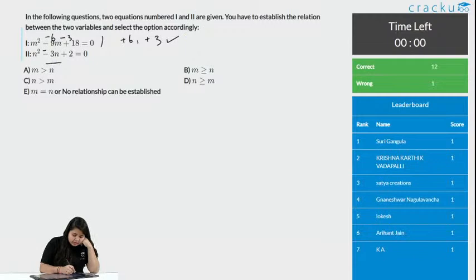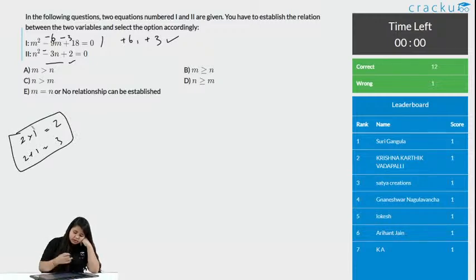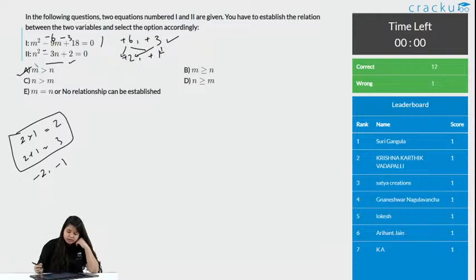In the second equation, similarly, 2 into 1 is equal to 2 and 2 plus 1 is equal to 3. The condition is satisfied, and to satisfy the sign we need minus 2 and minus 1. When you take them to this side, it will be plus 2 and plus 1. Now compare the values: 6 is greater than 2 and 6 is greater than 1, and 3 is greater than 2 and 3 is greater than 1. So, m is greater than n. Option A is the correct answer.